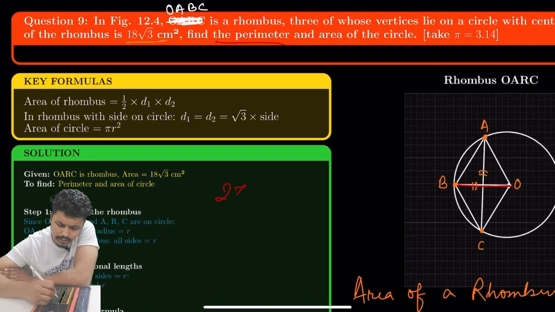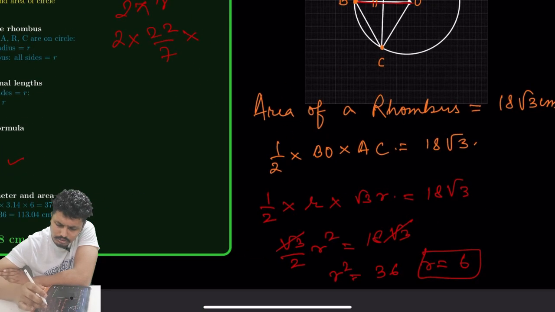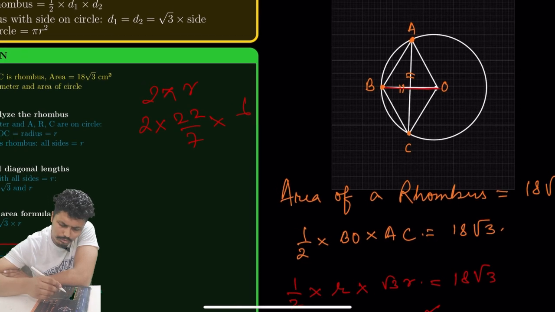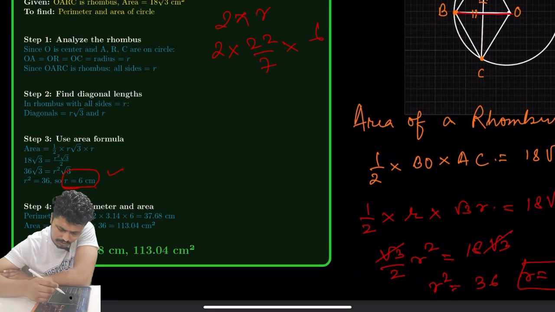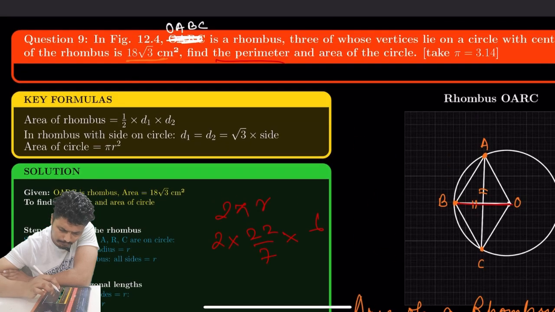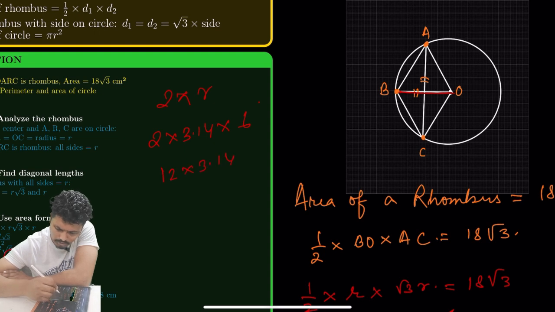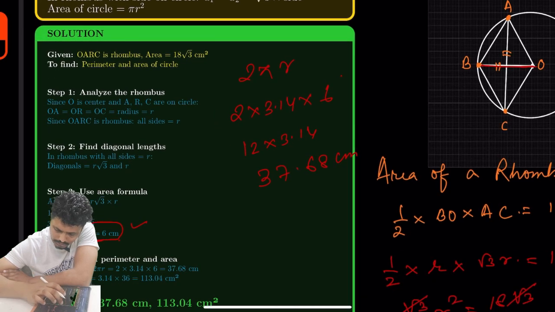Find the perimeter. The perimeter is 2 pi R. 2 into pi, which is 22 by 7, into R. R is 6, right? So 2 into 22 by 7 into 6. Actually, you can write 3.14 instead of pi, not a big difference. 12 into 3.14. If I multiply this, 12 times 3 is 36, so it comes to 37 point something. This is my perimeter.